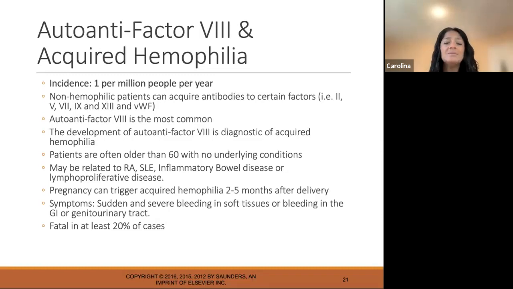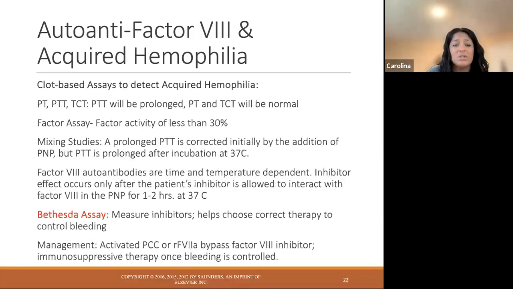okay? So the symptoms are sudden and severe bleeding in the soft tissues and bleeding in the GI tract or the genitourinary tract. And it can be fatal in about 20% of cases. So we know, again, this is an autoantibody. It could be released due to different conditions. Sometimes they have no underlying conditions. Sometimes they have an autoimmune related condition that's triggering this.